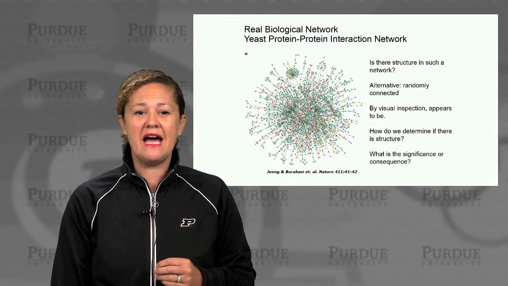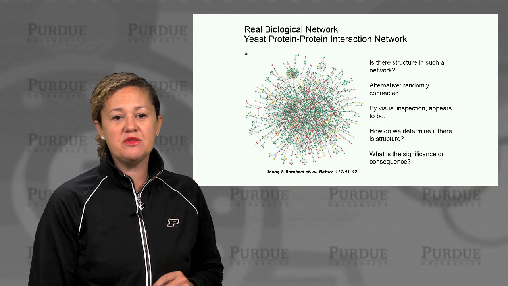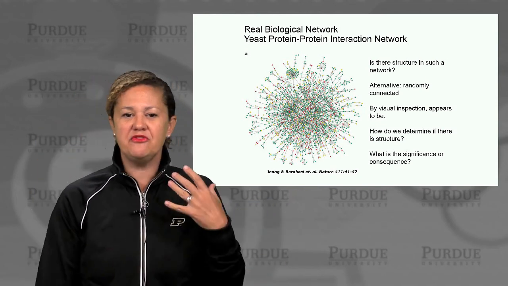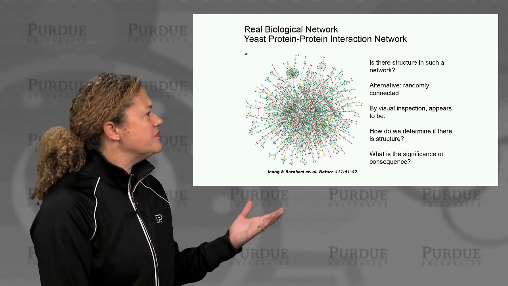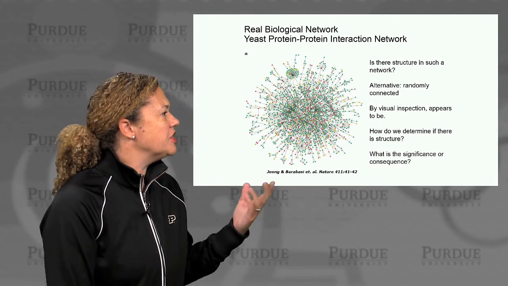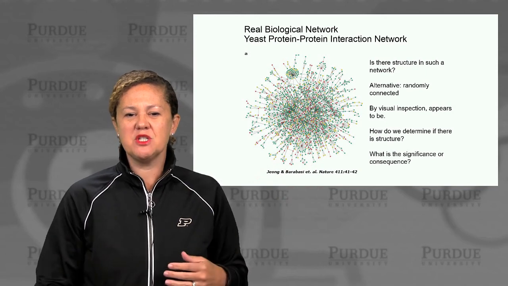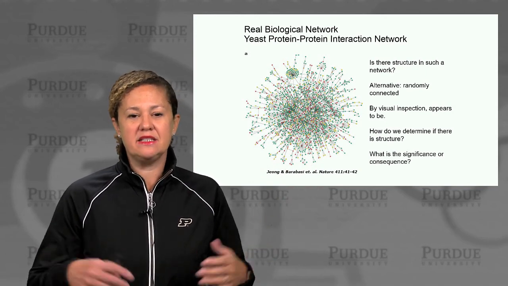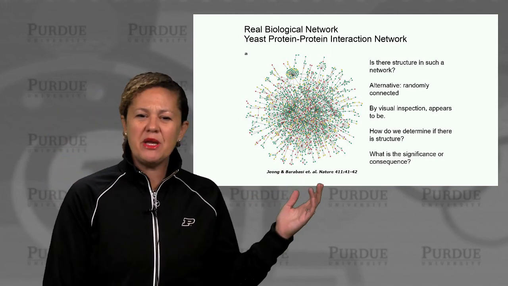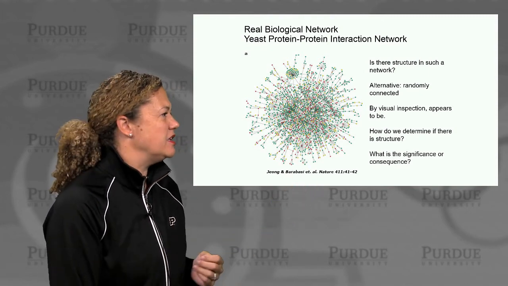So let's take a look at a real biological network. Here's an example of a protein-protein interaction network in yeast. Now, in looking at this, just by our visual inspection, we can ask, do we see any structure in this network? An alternative would be, is there structure here compared to if all of these proteins were just randomly connected or randomly interacting? By visual inspection, there appears to be some structure. At least this is what we see qualitatively just by looking at it.